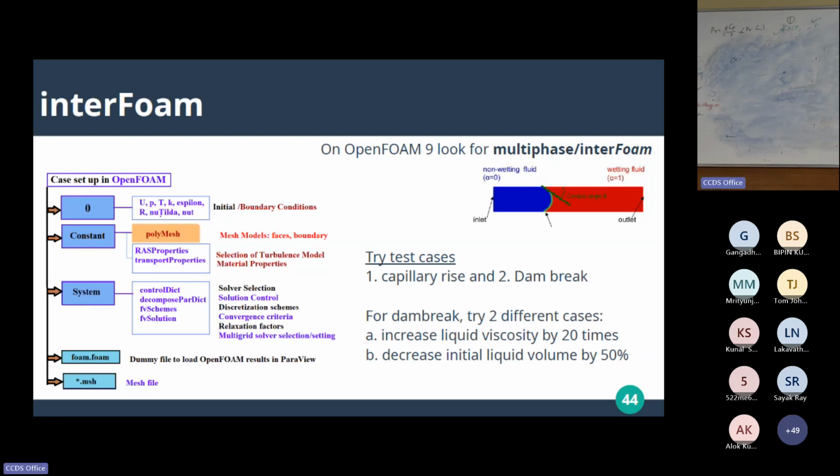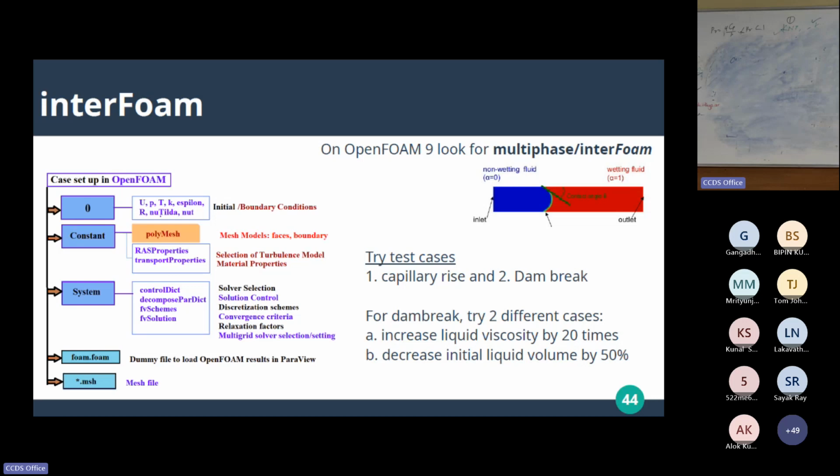One is a dam break example, the other one is capillary rise. Try to change two cases, like viscosity increased by 20 times. Is the same solver working? Are you in a position to really capture, or is it going to cause some other kind of issues? Increase, change the domain size, don't change the grid. What is happening? The liquid is supposed to be conserved, but is it diffusing out of the system?